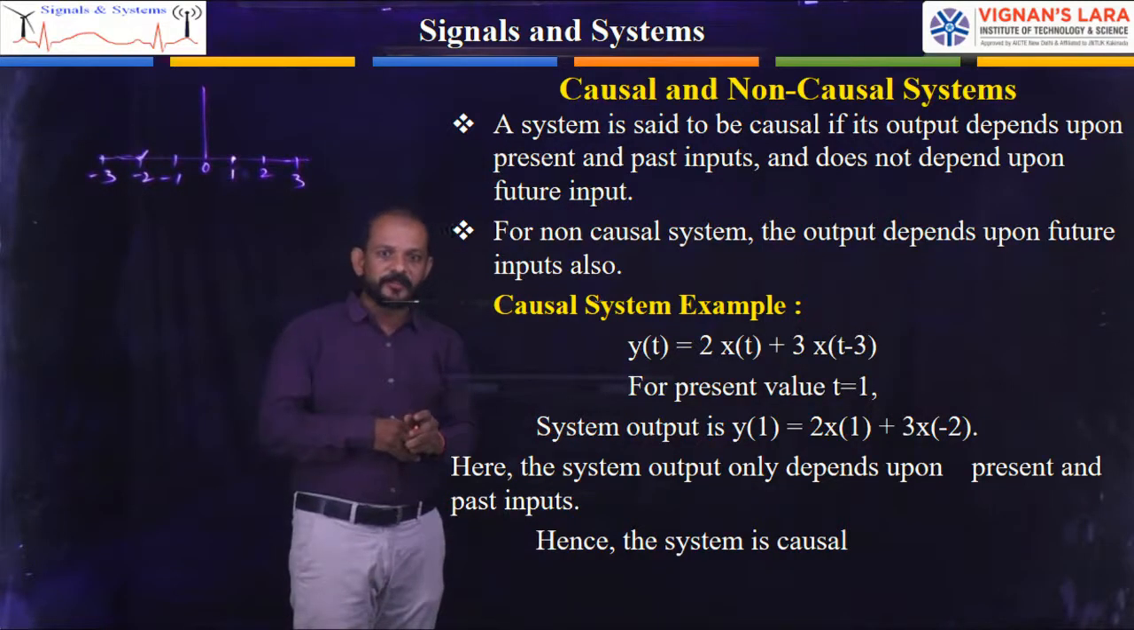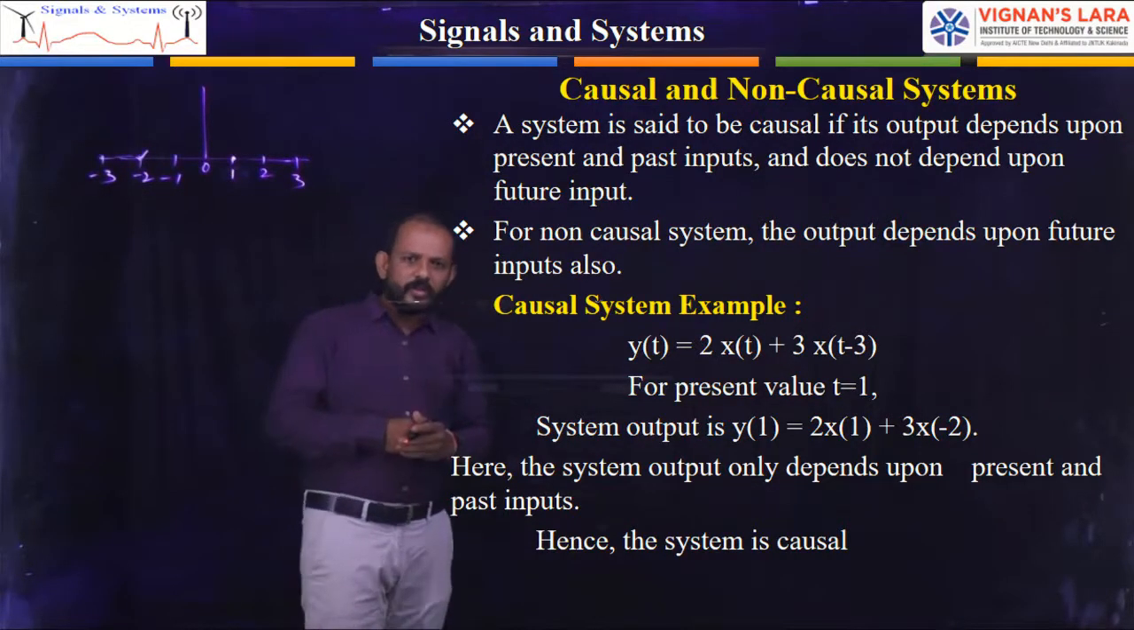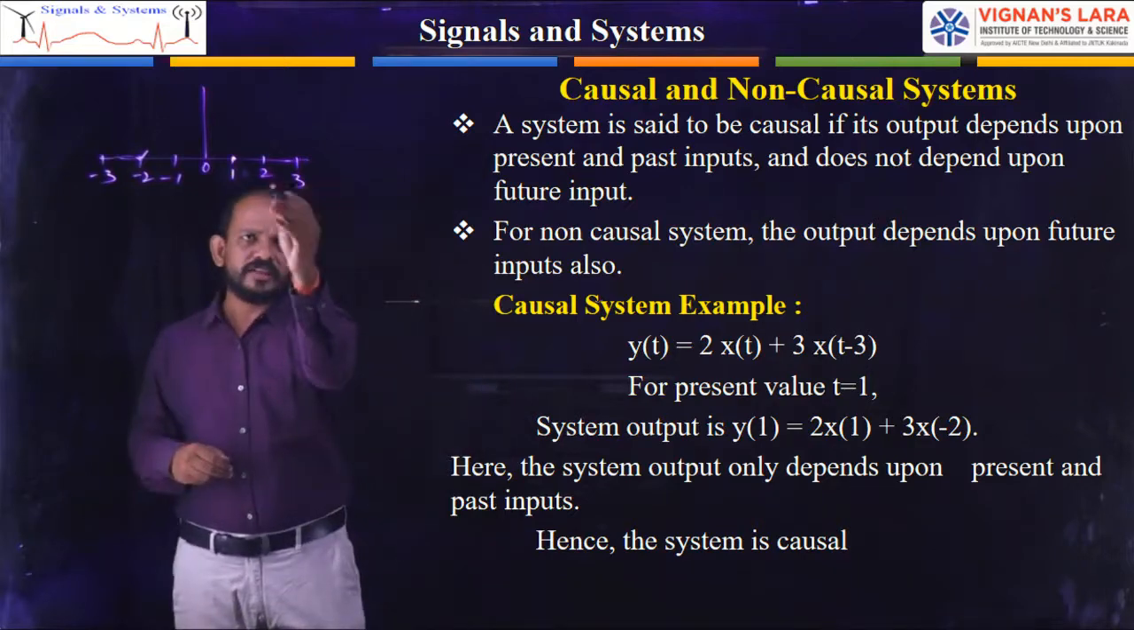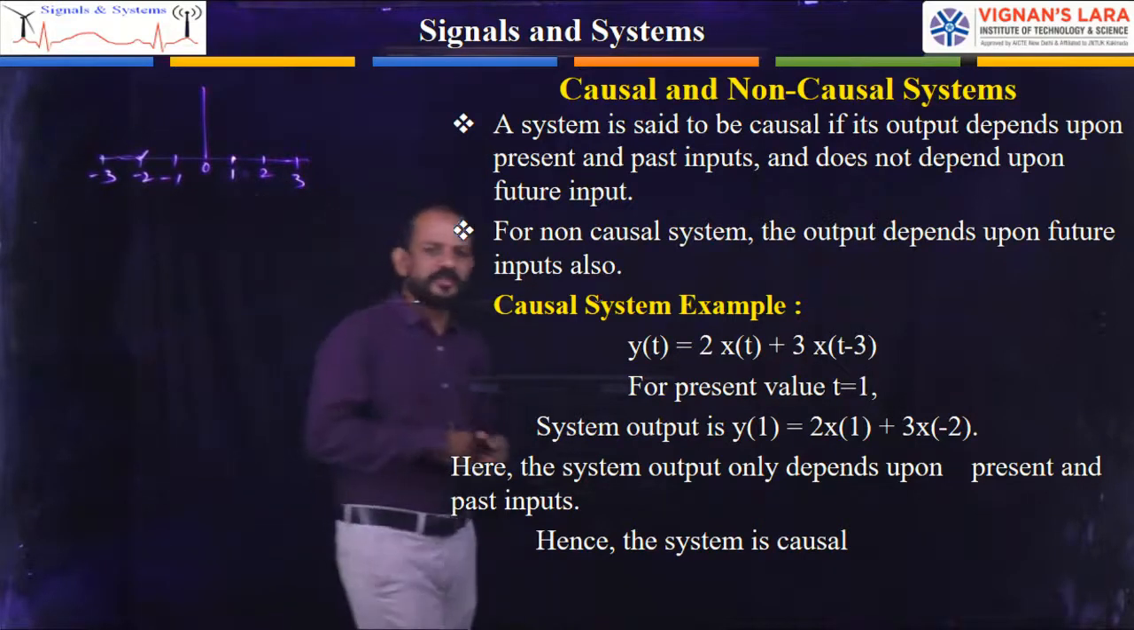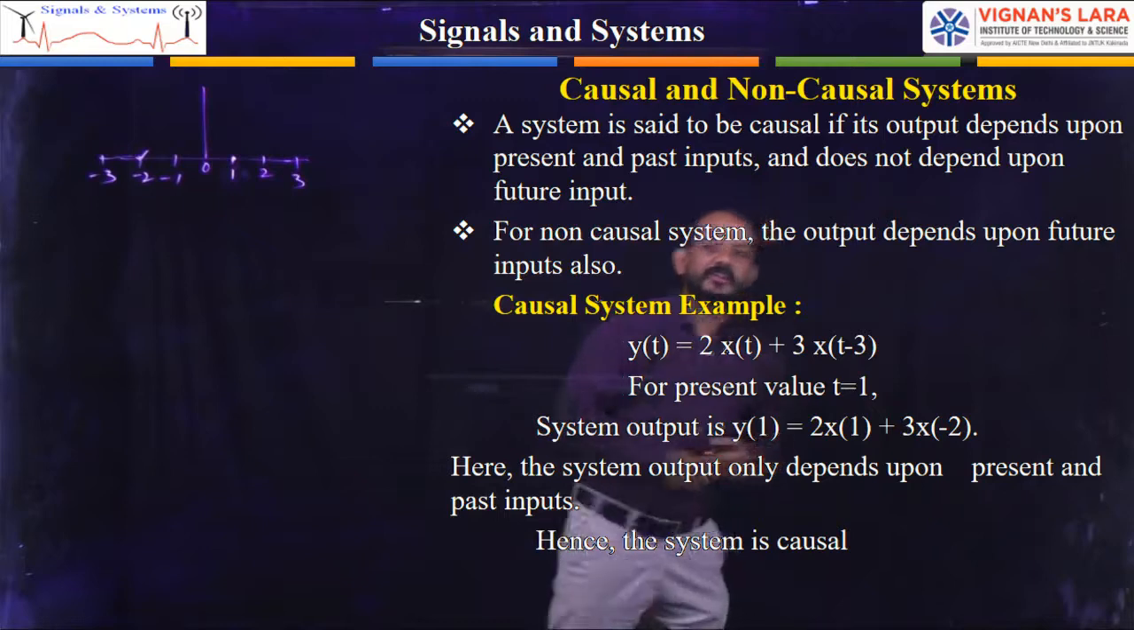Is there any future? No, there is no future input. So there is no x of 2, x of 3. There is no future input. Hence, the system is a causal system.